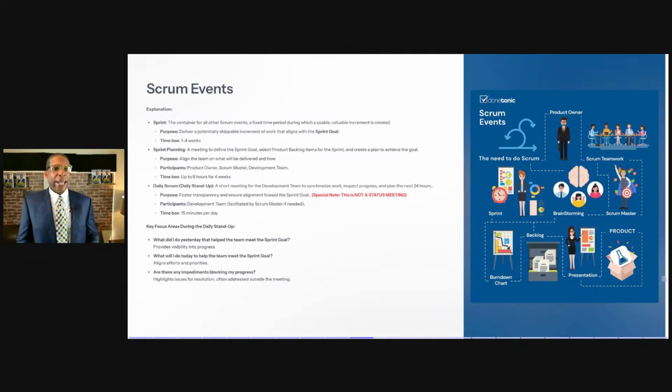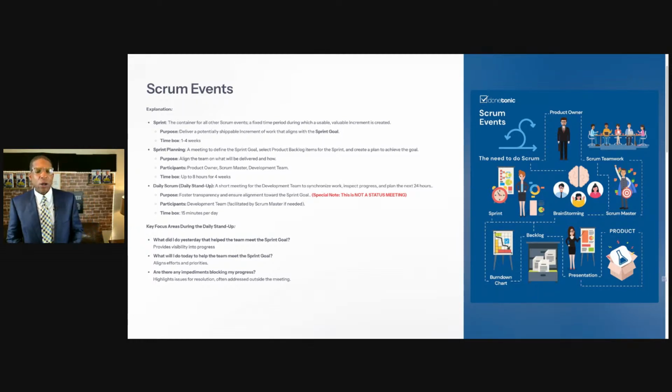So the first event is the sprint. What is a sprint? The sprint is the container for all Scrum events, a fixed time period during which a usable and valuable increment is created. The purpose is to deliver a potentially shippable increment of work that aligns with the sprint goal. Now, I want you to see this piece right here, family: potentially shippable. Even though it can be shipped, that doesn't mean that we have to ship it. Does that make sense? A lot of times we can get it confused. I've heard confusion out there saying that once this increment is ready to go, then it's shippable. Well, yeah, it is shippable, but that doesn't mean we have to ship it just yet. Now, this is a time-boxed event, and I'm going to talk about what this time box means. But the time box for a normal sprint, the industry standard, is 1 to 4 weeks, okay?